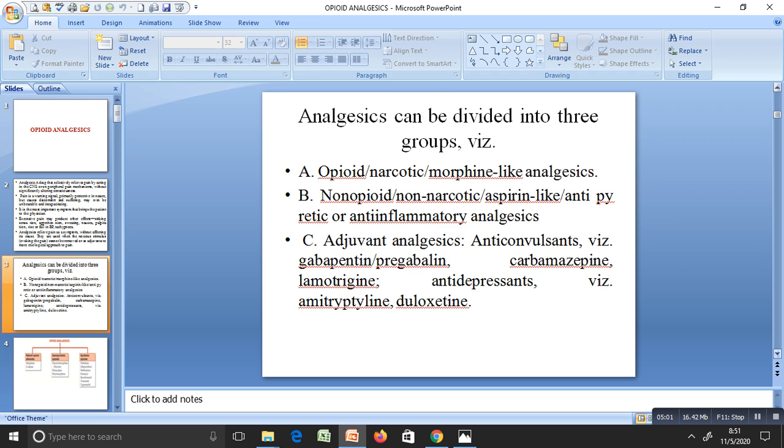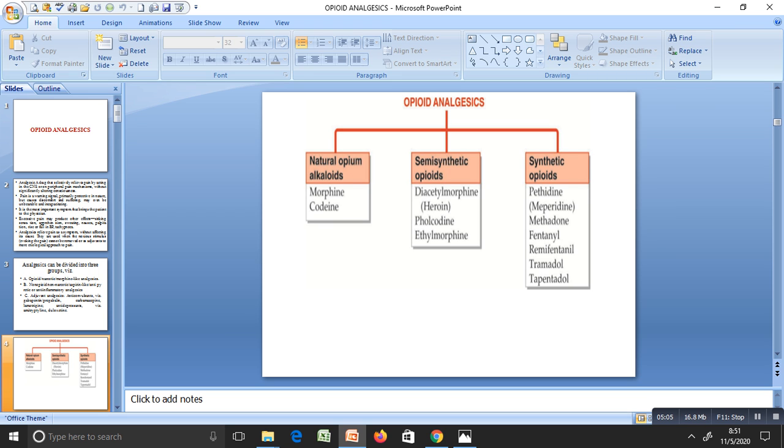Coming to the classification of opioid analgesics, we have natural opium alkaloids, semi-synthetic opioids, and synthetic opioids. First are the natural opium alkaloids: morphine and codeine. We know morphine is obtained from opium poppy. Next are the semi-synthetic opioids: diacetyl morphine, pholcodine, and ethyl morphine.